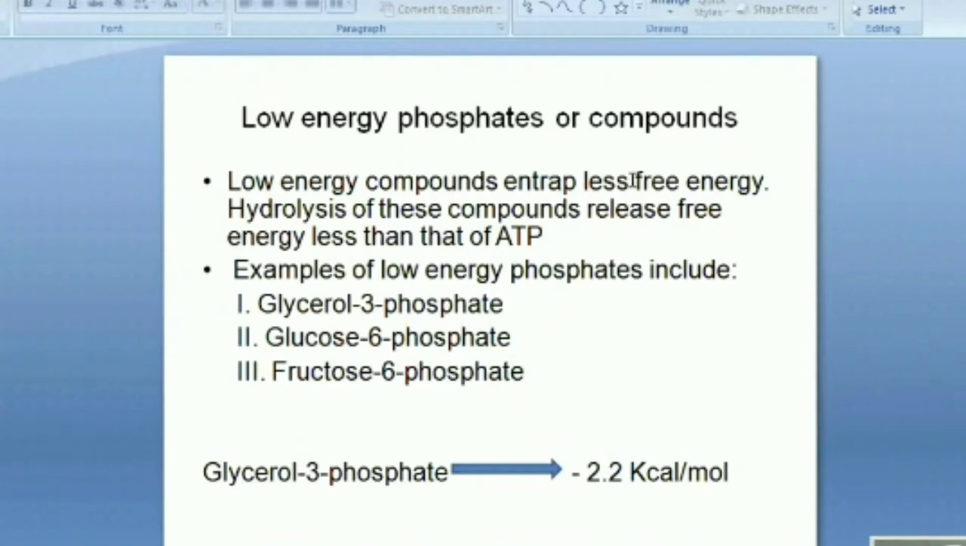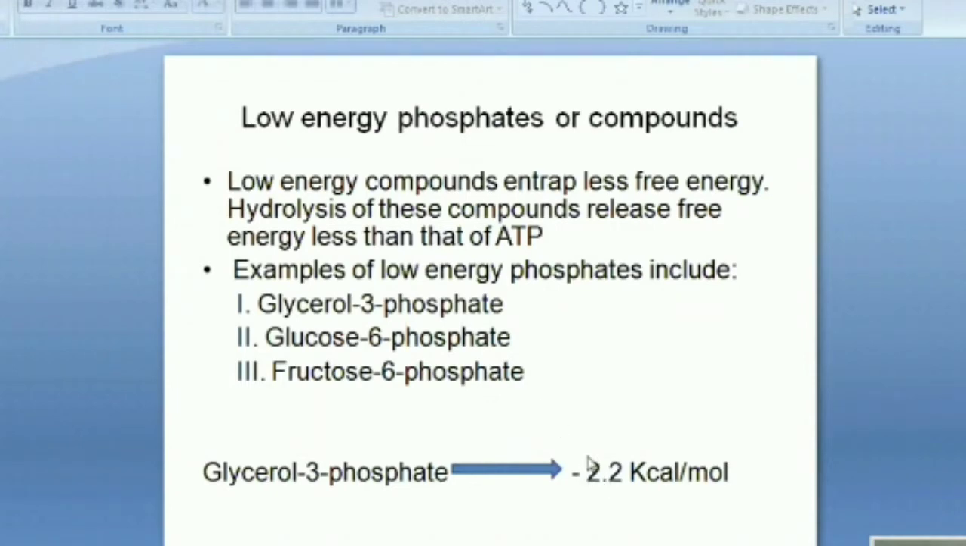Low energy phosphates entrap less free energy. Hydrolysis of these compounds releases free energy less than that of ATP. Examples of low energy phosphates: glycerol 3 phosphate, glucose 6 phosphate, fructose 6 phosphate. These are low energy phosphates.